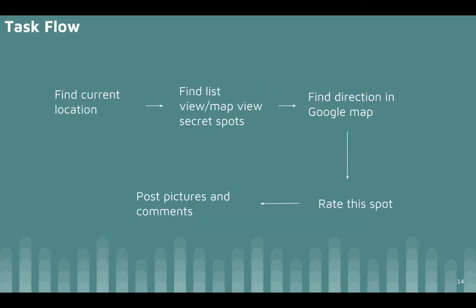And this is the task flow of this app. First you open the app, and you can find your current location, and you can find the list view or the map view of secret spots. The map view just tells you simply where the spot is, and the list view gives you more information about the spot, like the distance, and it shows some pictures after you click on it.